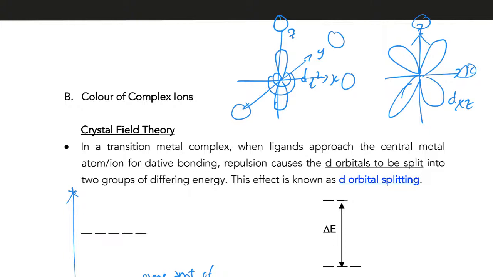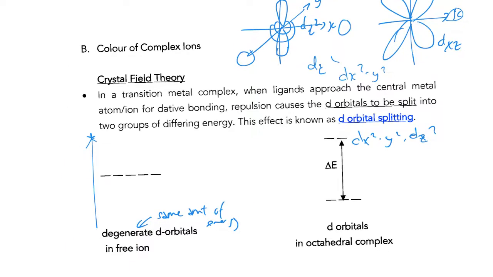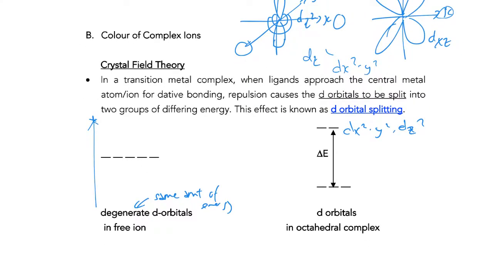Now, if you notice, therefore, there are only two orbitals that lie on the Cartesian axes, which are the dz square and the dx square minus y square. So these two orbitals suffer greater repulsion, and this is why they would have greater energy as the ligands approach here, whereas the other three will have lower energy in this case. So this results in an energy gap delta E.